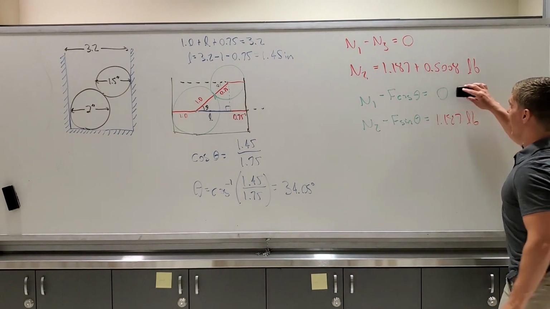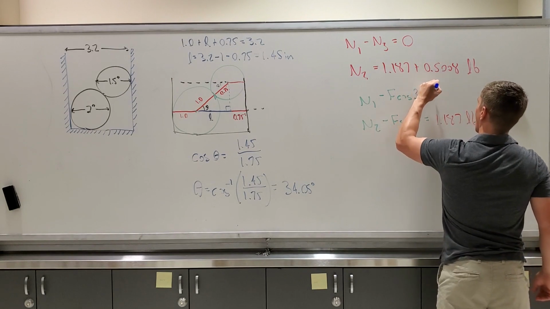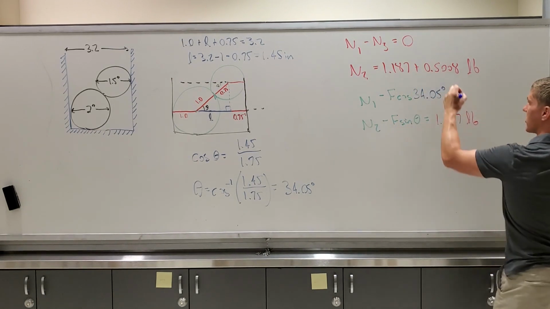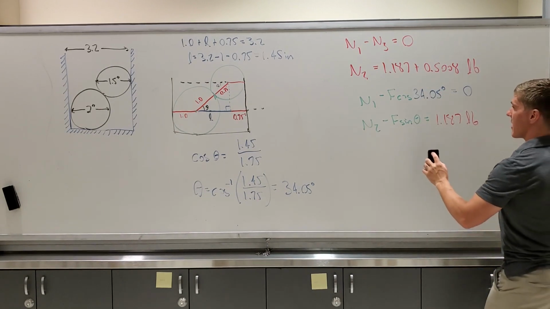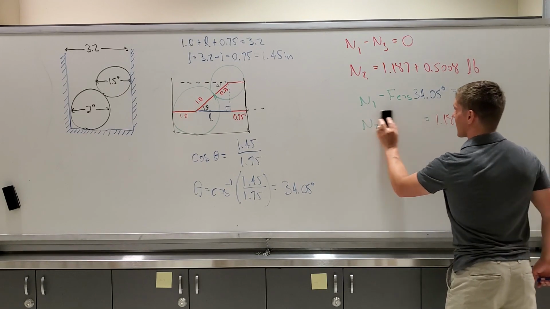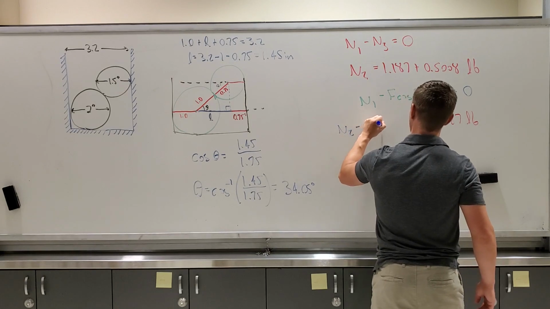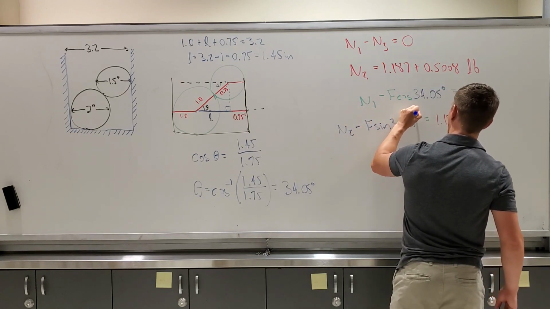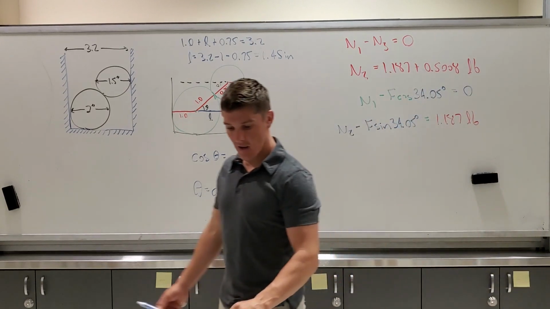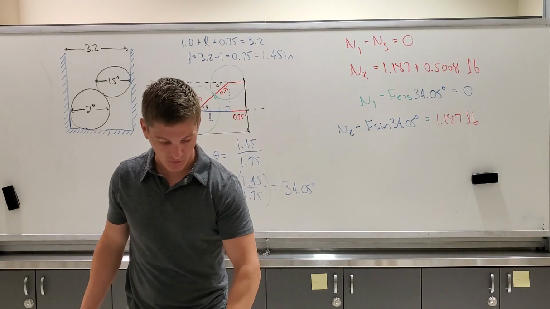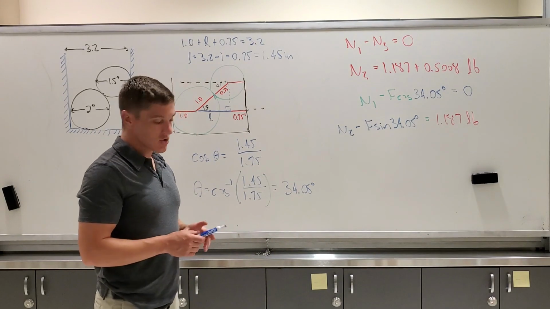So I've got N1 minus F cosine of 34.05 degrees is equal to 0. And then I have N2 minus F sine of 34.05 degrees is equal to 1.187 pounds. So now we have our system of 4 equations with only our 4 unknowns in it. So we have gotten it down to a fairly straightforward system of equations.